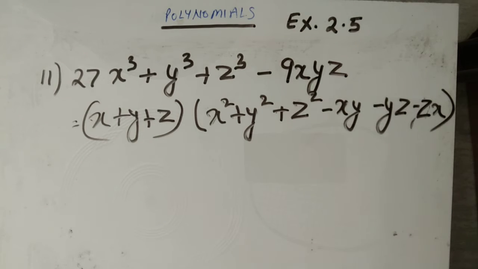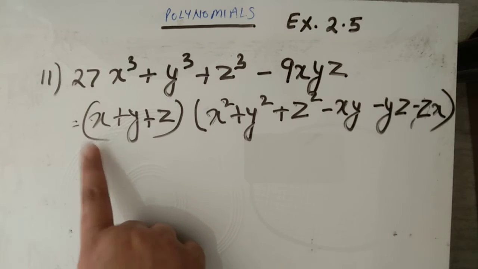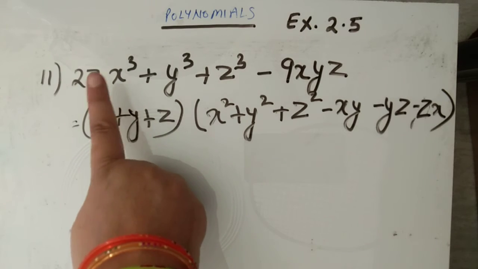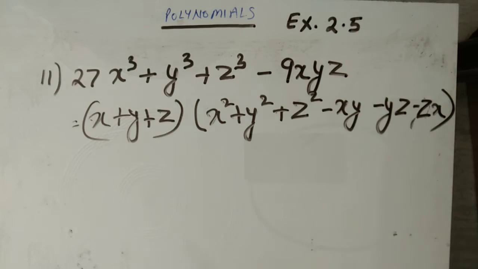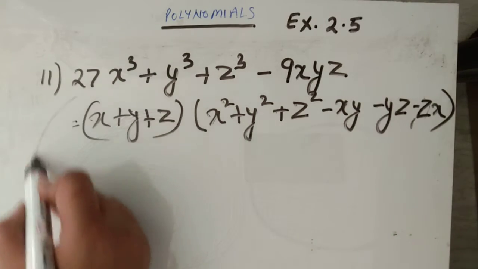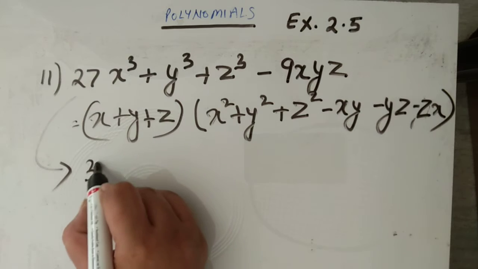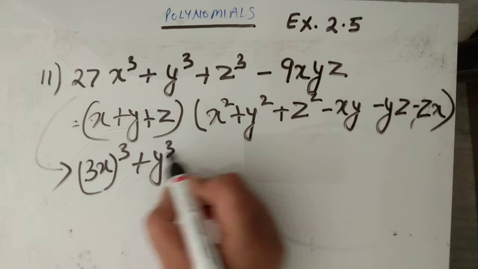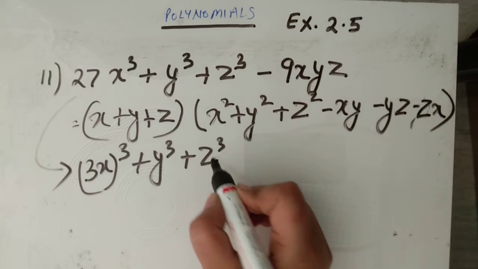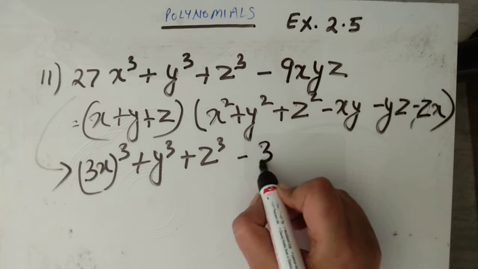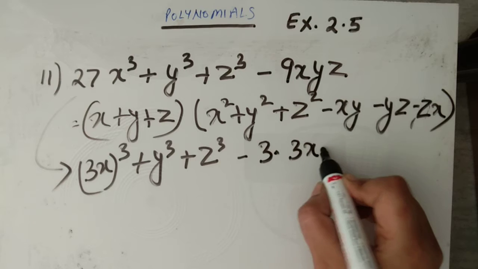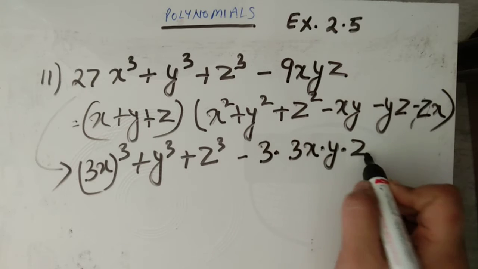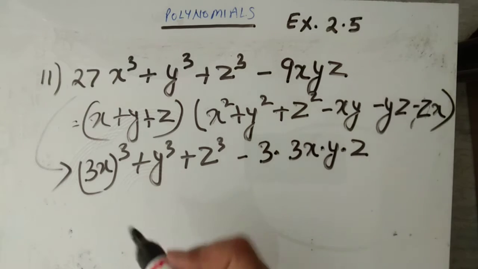But what you have to keep in mind is that instead of x, it is 3x. Okay, 27 is the cube of 3. So first of all we will convert it into that form. First of all convert it. Okay, it will be 3x whole cube, y cube, z cube. Okay, now 3 into 3x, y, z. Now put the value in the identity.